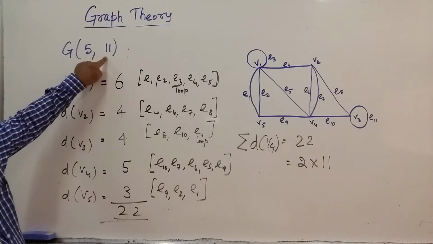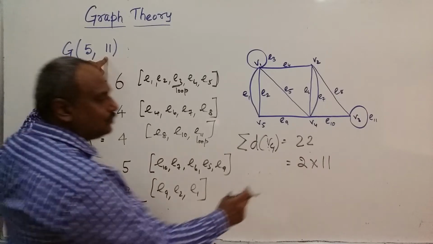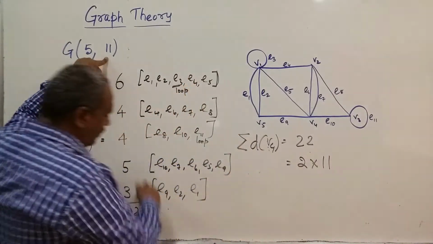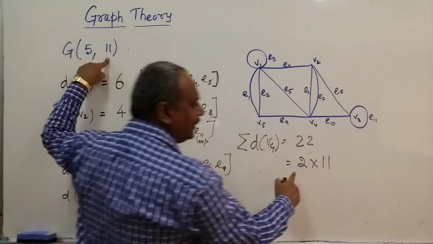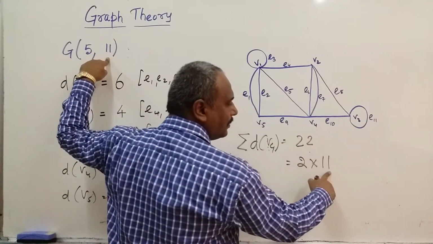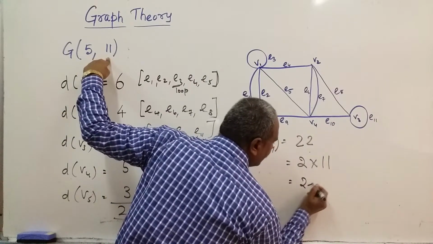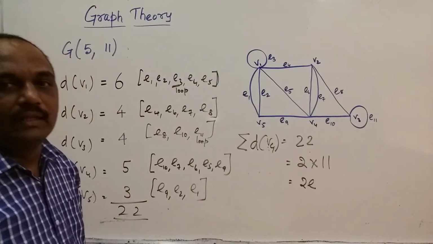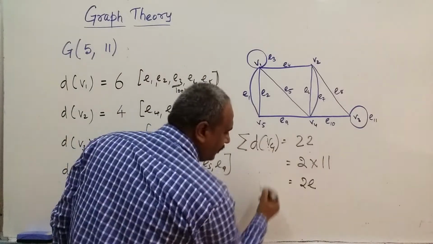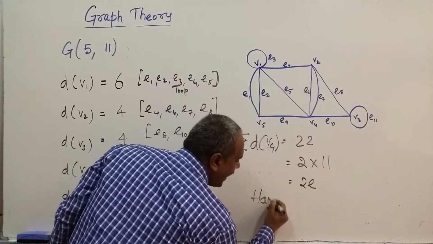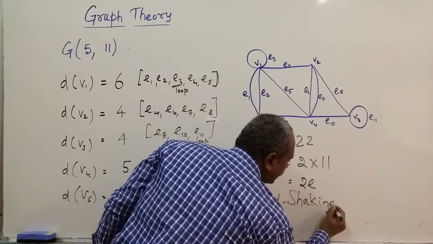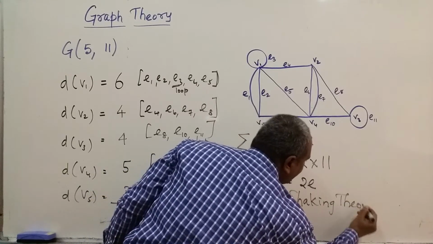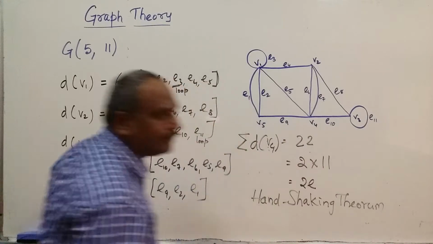What are the edges here? How many edges are we having? 11 edges. So the total number of the degrees of the vertices should be 2 multiply the number of edges. This formula is called handshaking theorem.